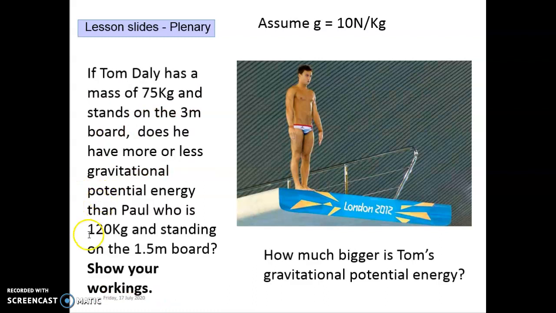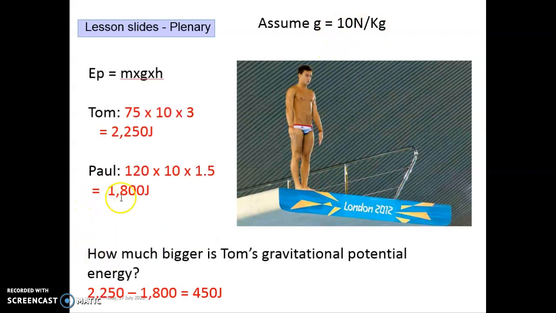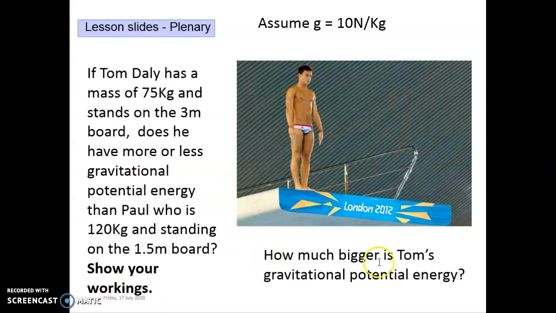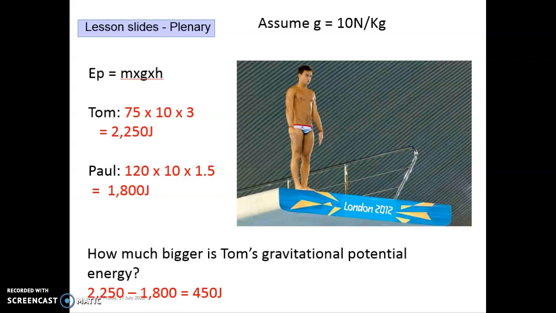Paul, on the other hand, was 120 kilograms, and he was only on the 1.5 metre board, and G is still 10. Gravitational field strength is still 10. So we get 120 times 10 times 1.5 equals 1,800 joules. And then the last question was, I hope you didn't miss that one over here, how much bigger is Tom's gravitational potential energy? So we'll just take the 2 values away from each other, and Tom's is 450 joules more.